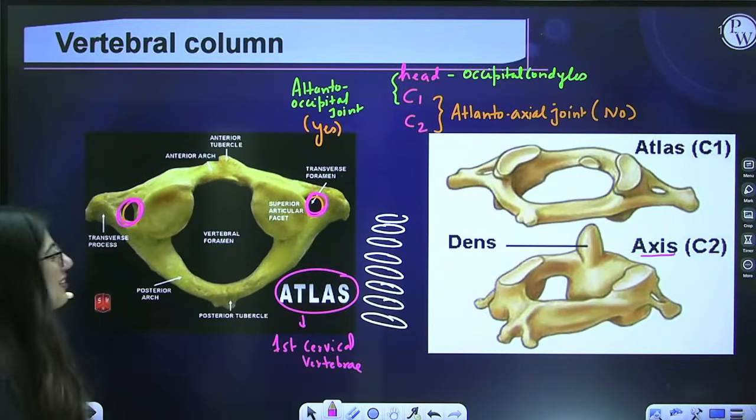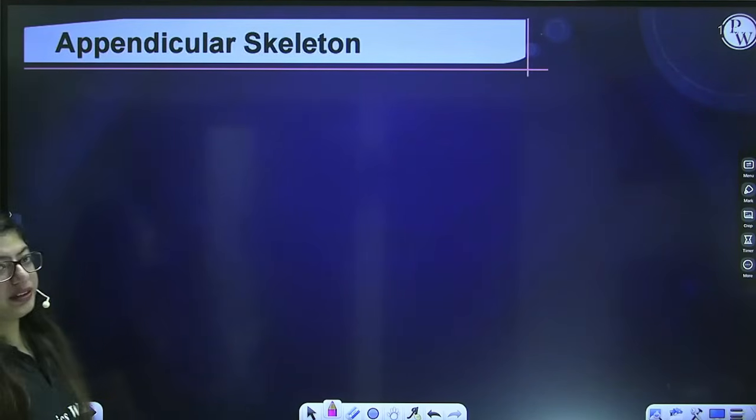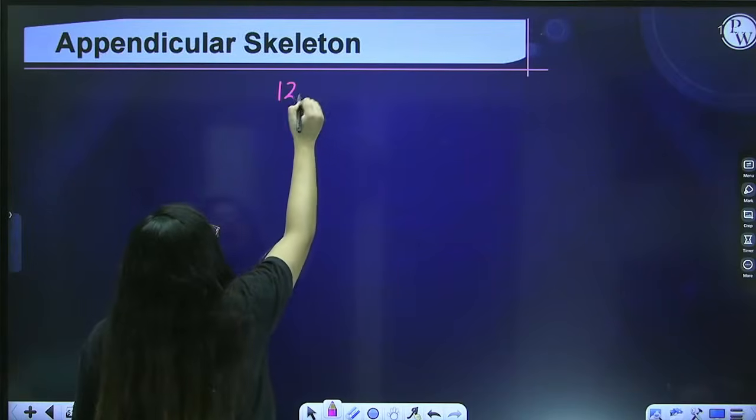All right. So that's about the vertebral column, guys. Let's move further and talk about the appendicular skeleton. In the appendicular skeleton, we have around 126 bones.